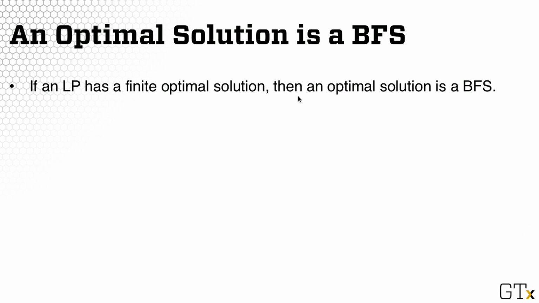So be careful with the way that I say it. I said an optimal solution is a basic feasible solution. I didn't say the optimal solution is a basic feasible solution, because there may be multiple optimal solutions. Okay, so for example here, this is a polyhedron. Actually, it's a polytope, right? Because it's bounded, it has 6 extreme points or 6 basic feasible solutions.